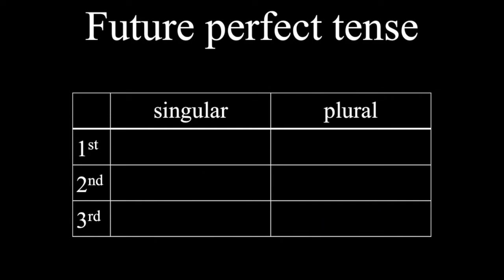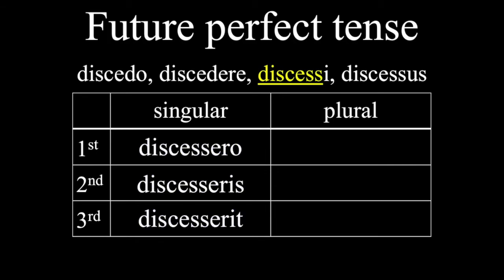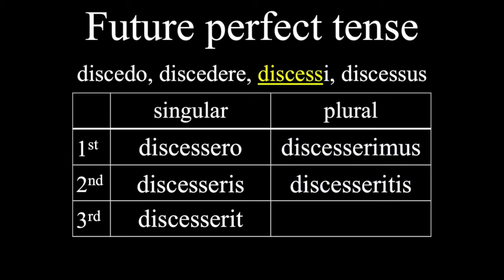Now let's see a verb in the future perfect tense. We use discedere, meaning to leave. As always, we'll drop the I from the third principal part to get the stem. Then we'll add the endings, and we'll get discesero, disceseris, disceserit, disceseremus, disceseritis, and disceserint.